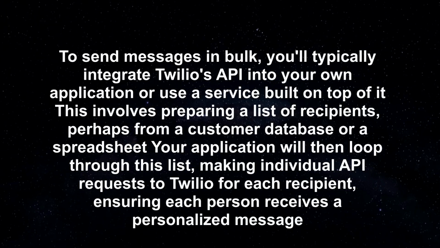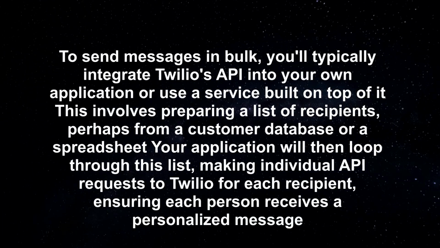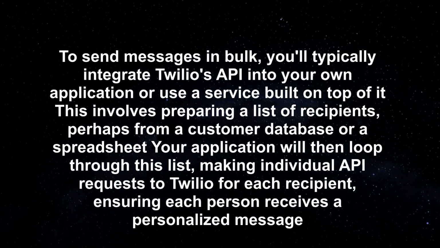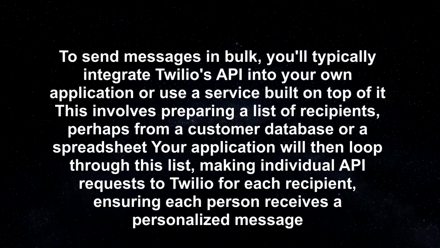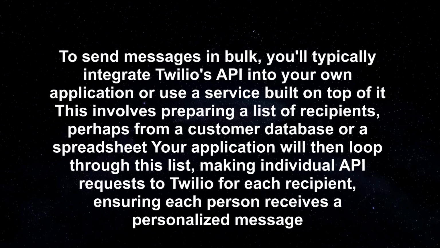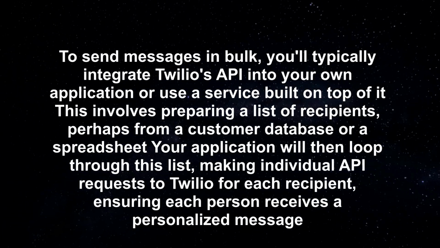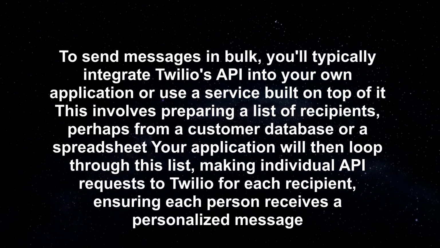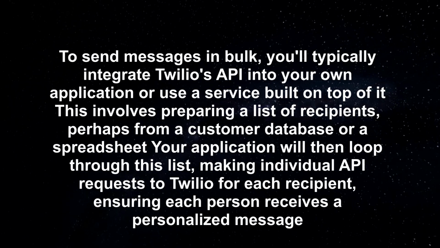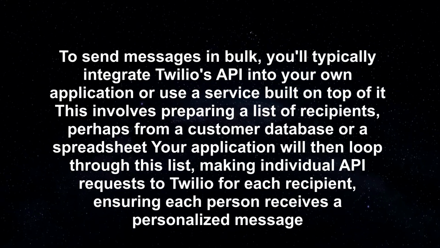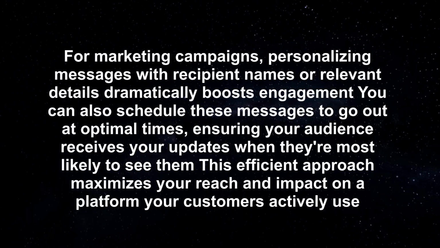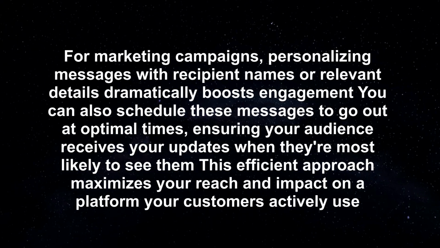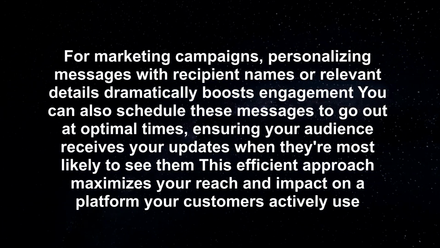To send messages in bulk, you'll typically integrate Twilio's API into your own application, or use a service built on top of it. This involves preparing a list of recipients, perhaps from a customer database or a spreadsheet. Your application will then loop through this list, making individual API requests to Twilio for each recipient, ensuring each person receives a personalized message. For marketing campaigns, personalizing messages with recipient names or relevant details dramatically boosts engagement.